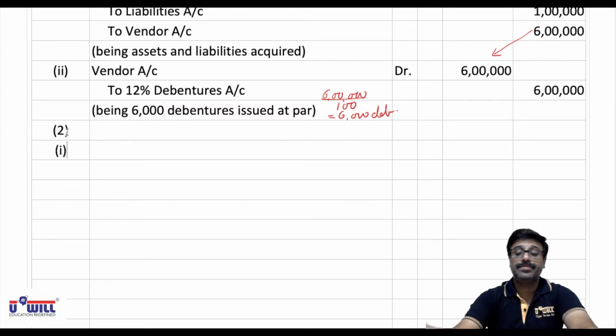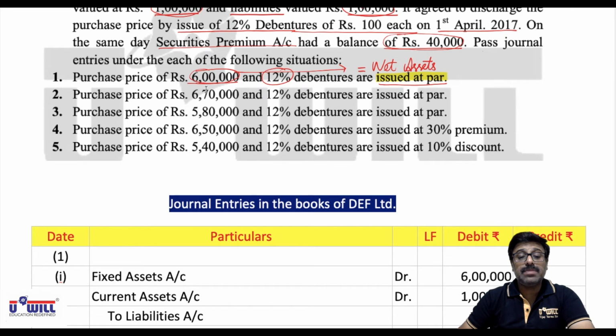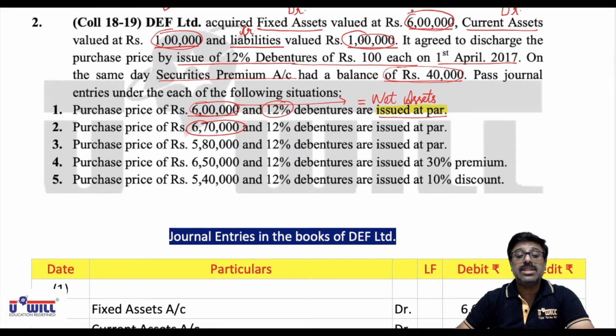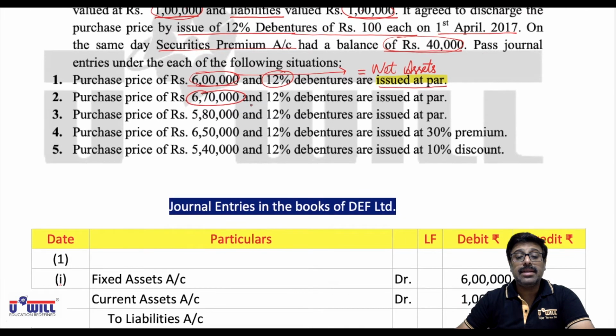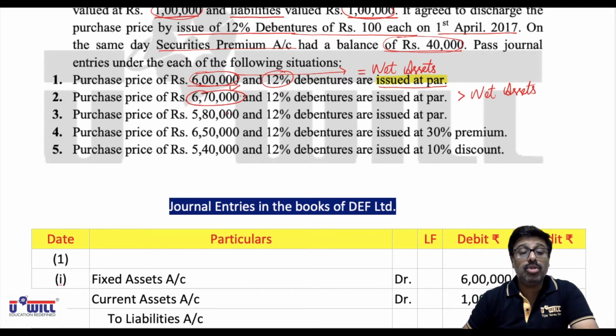Look at it. Same situation, if you are paying a purchase price of 6,70,000. Net assets are 6 plus 1 minus 1, that is 6 lakhs. Here you can say that you are paying more than net assets. How much more? Net assets are 6 lakhs. You are paying 6,70,000, meaning you are paying 70,000 more. So that will be debited to goodwill account.